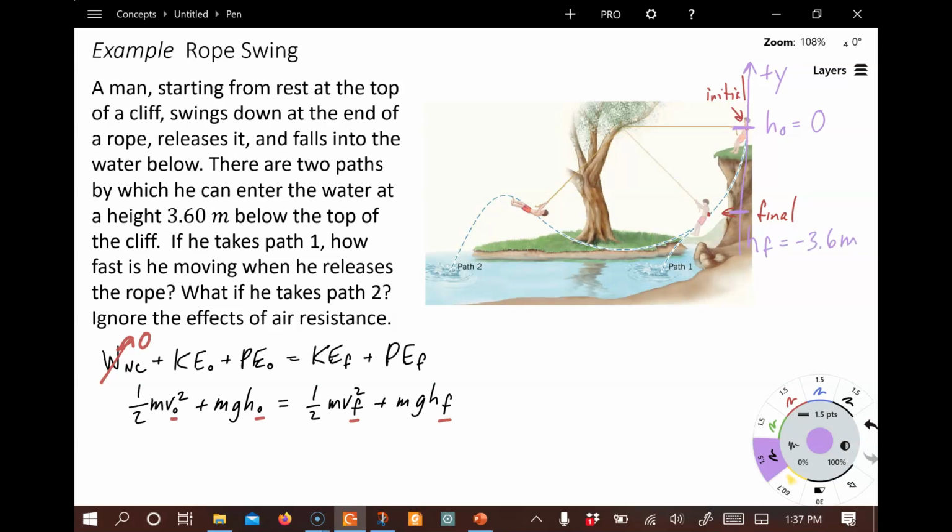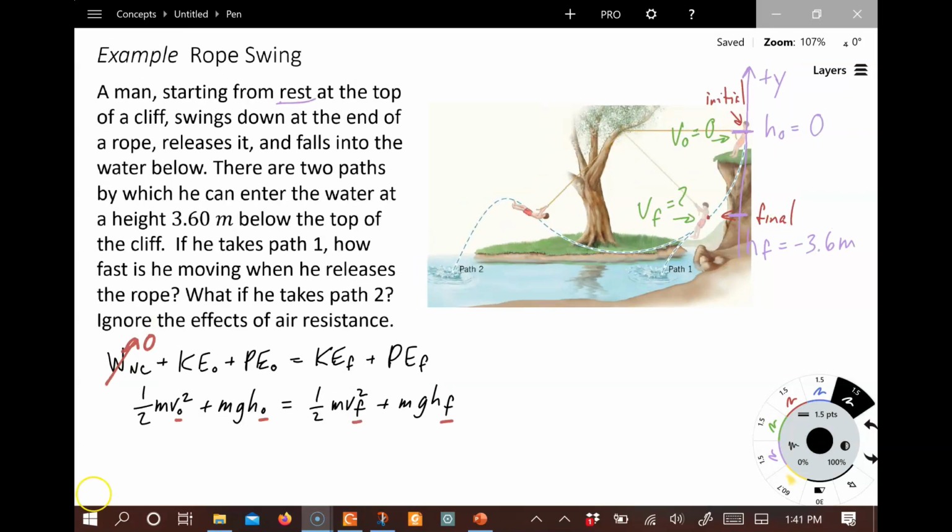Now finally, what are the speeds at the top and bottom? Well, he starts from rest. So at the top we've got an initial speed of 0, and then we're trying to figure out down here what is the final speed. Now I see that we have a couple of zeros in the speeds and height. So I like to plug those zeros in. First thing, initial speed 0, initial height 0. That means the entire left-hand side of the equation is 0.